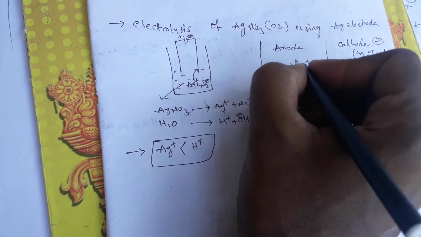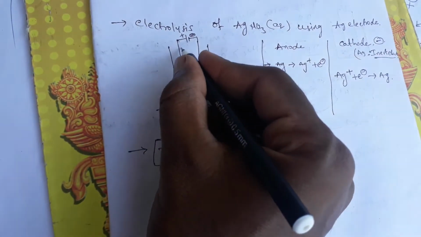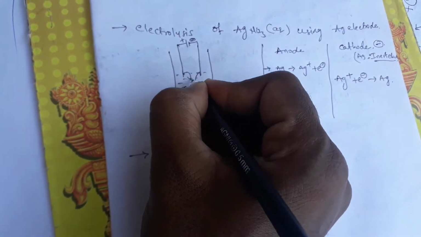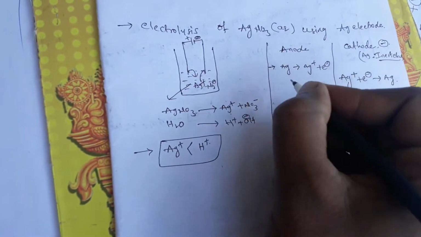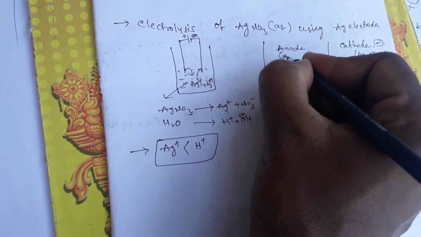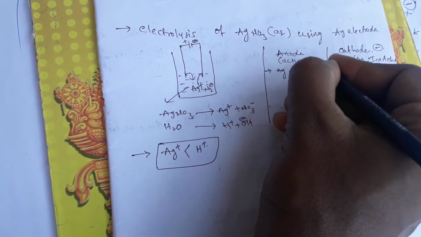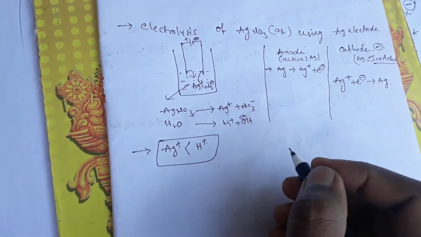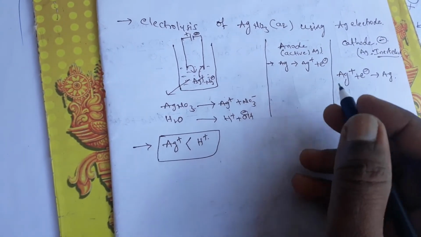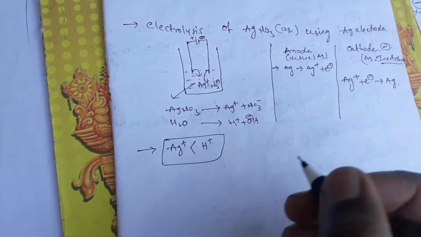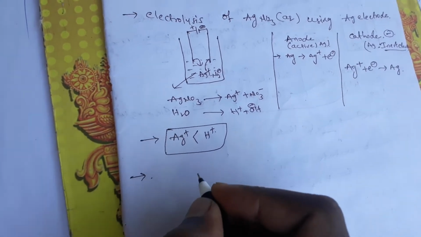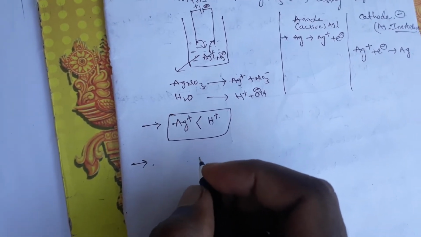Here the silver thickness will be decreasing because silver goes into the solution, so silver is going to be silver plus and electron. Here it is an active electrode, silver acts as an active electrode. So the net reaction will be like this: silver is going to be silver plus and silver plus going to be silver.